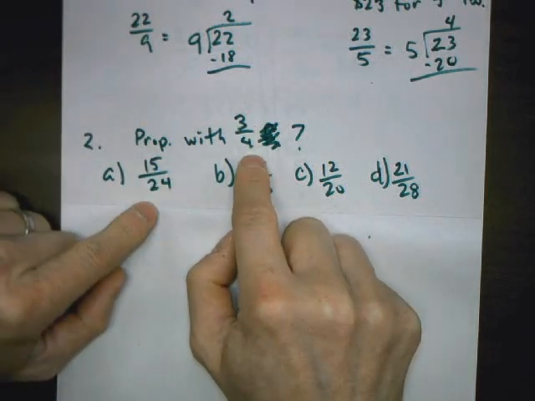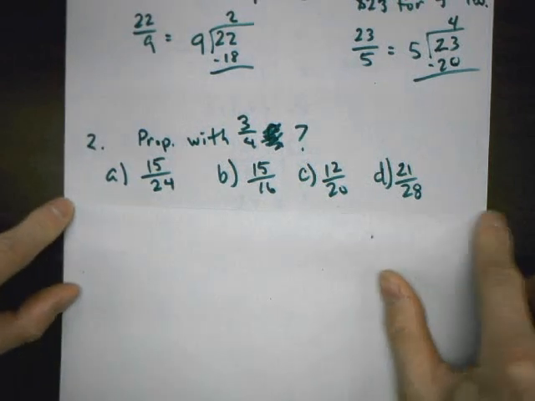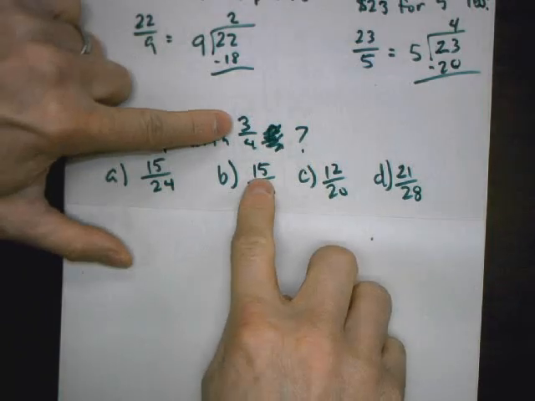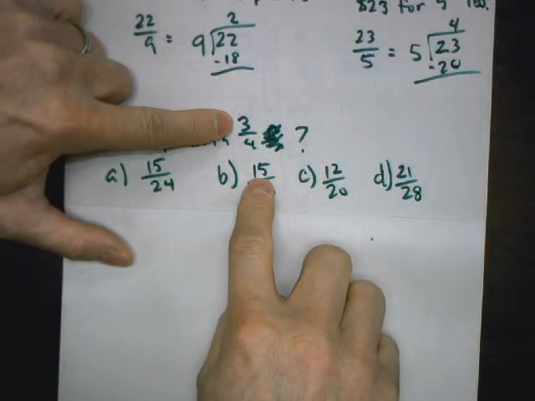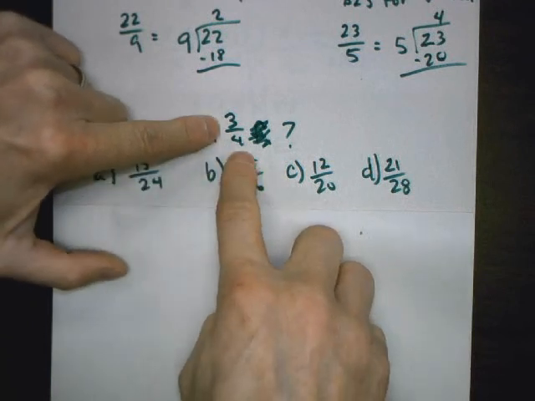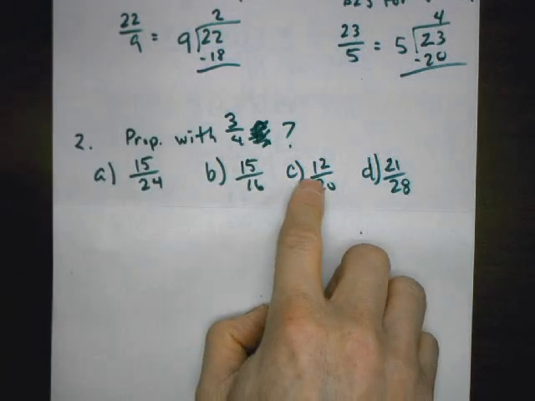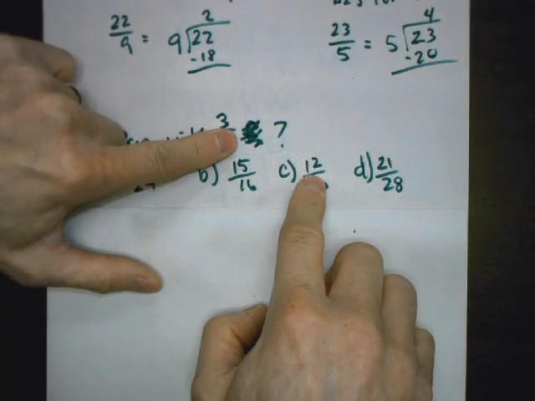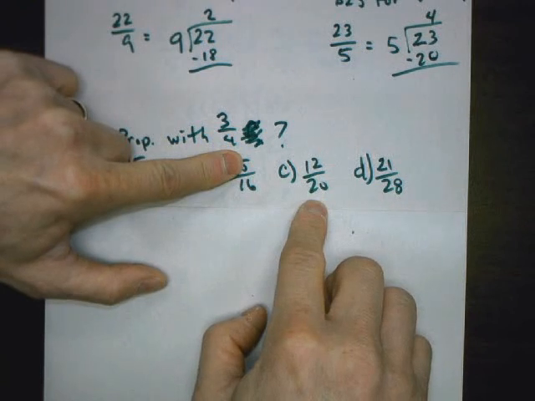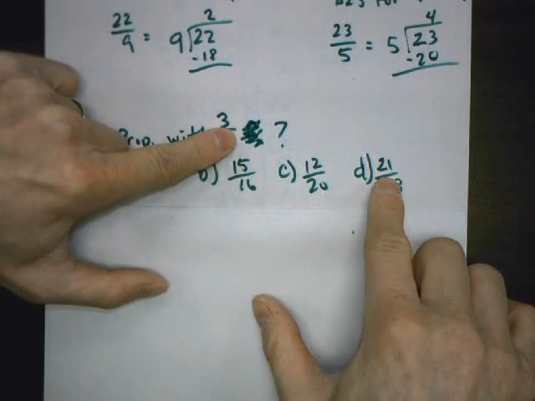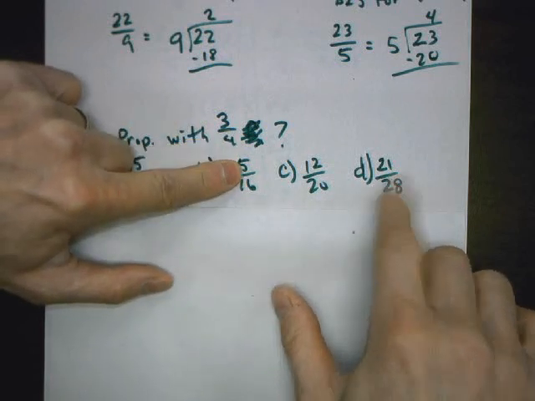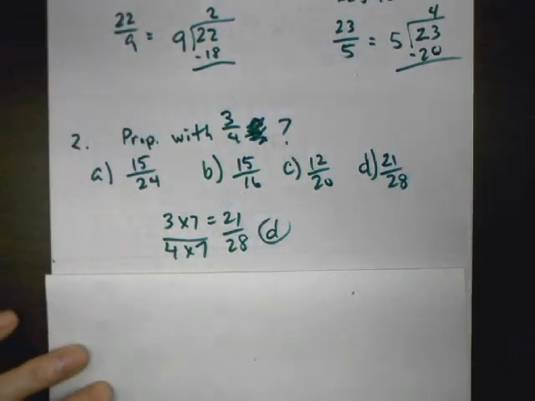If it was proportional, it would be the same value, same fraction, just written a different way, and you'd know that because you'd multiply by the same two numbers. Over here, on the top, I'd multiply by 5 to get 15, but I wouldn't multiply by 5 to get 16. So 15/16 is not proportional, or not equivalent to 3/4. Over here, C, 3 times 4 is 12. So if I multiply 4 times 4, I don't get 20, so that's not proportional. Over here, D, 3 times 7 is 21, and 4 times 7 is 28, so D is proportional.